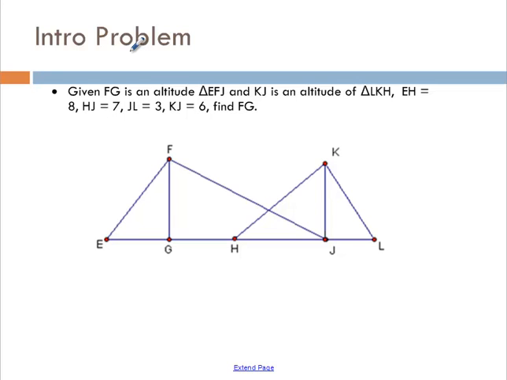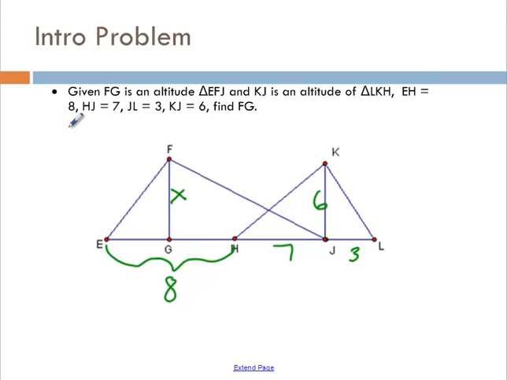We're going to begin the second video of 7.5 with a problem that's going to show up on the quiz and on the test. These two triangles, FEJ and KLH, are similar triangles, and you're given that EH is 8, HJ is 7, JL is 3, and that the altitude of this triangle, KJ, is 6. My goal, find the other altitude.